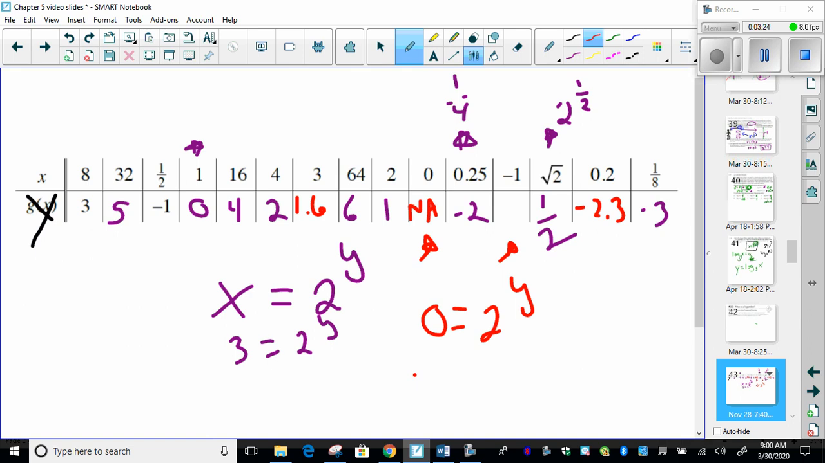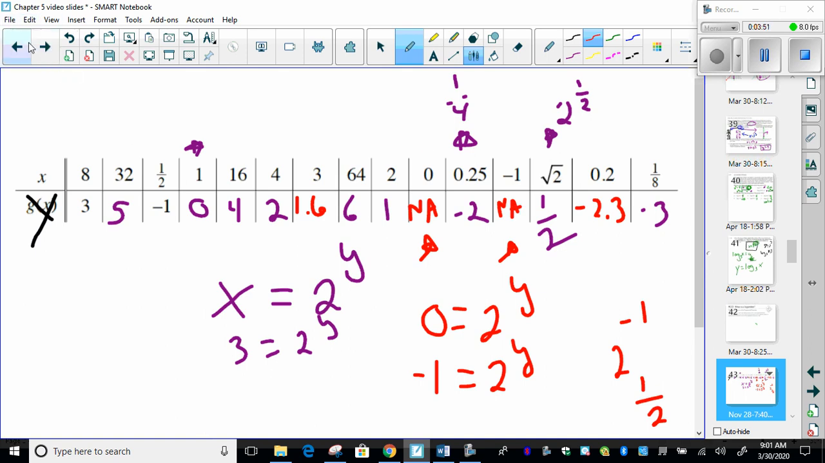And then the last one is -1. 2 to what power gives me a negative? I can't take a positive base and take it to a power and get a negative number out. Even if I tried to give it a negative exponent, remember, a negative exponent just changes its location. So if I took 2 to the negative first, it's the reciprocal. That's 1/2. It's not negative, it's still positive. So therefore, at -1, there is no value there either.